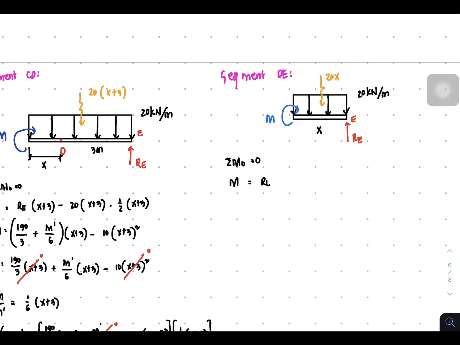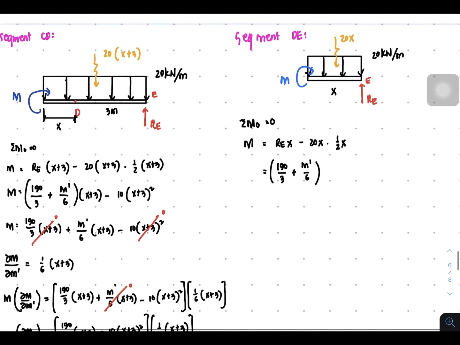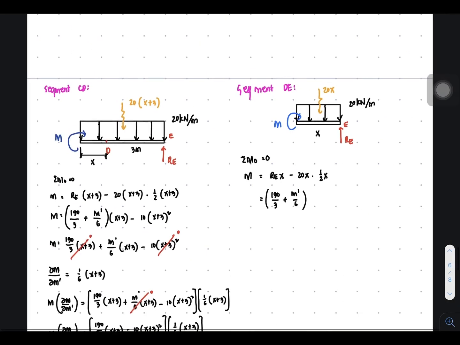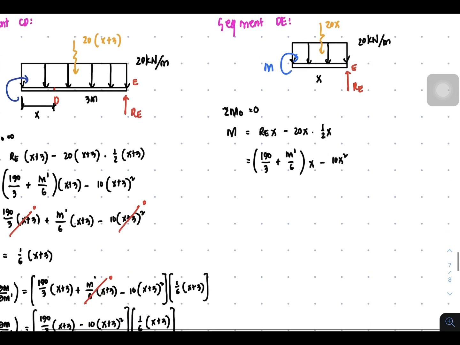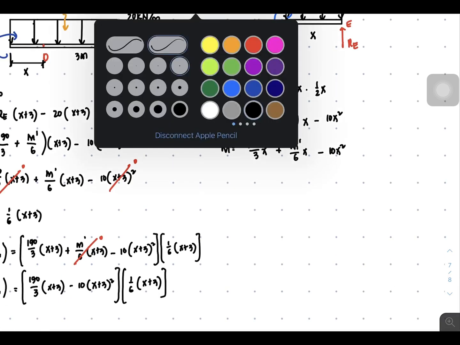You will have M equal to RE times X minus 20X times 1/2 of X. And RE is 190 over 3 plus M prime over 6, and then minus 10x squared. Oh, I forgot that there is x, then minus 10x squared. So distribute the x. It's now 190 over 3x plus m prime over 6x minus 10x squared.